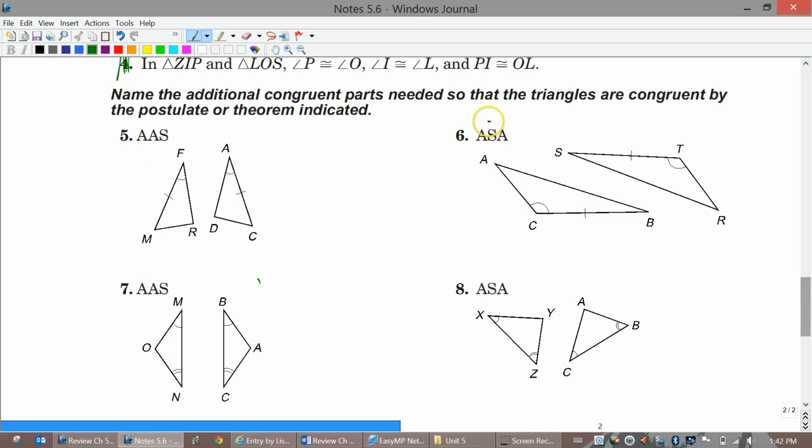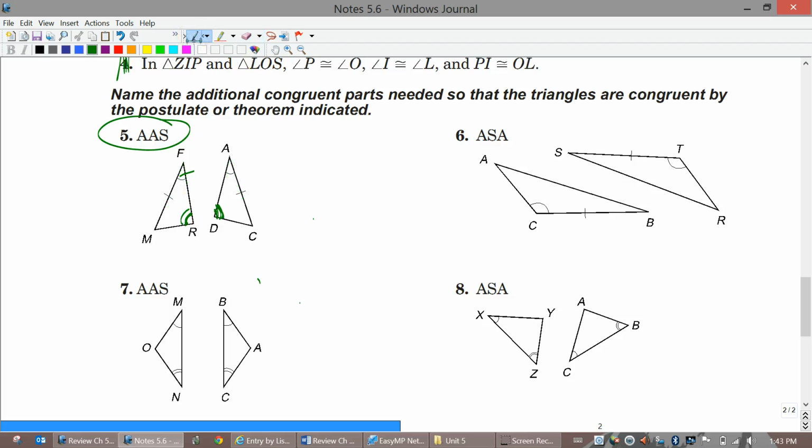Okay, so we want to name the additional congruent parts to make sure that that postulate or theorem holds true for these two specific triangles. We have an A and an A and an S and an S. We need another A, so we need an AAS. We need another A that does not make the side in between them. We need an A that is on the outside of the set. So we actually need this guy congruent to that guy. We need to mark it with 2 arcs, that way the side is not included in the 2 angles that are currently marked.